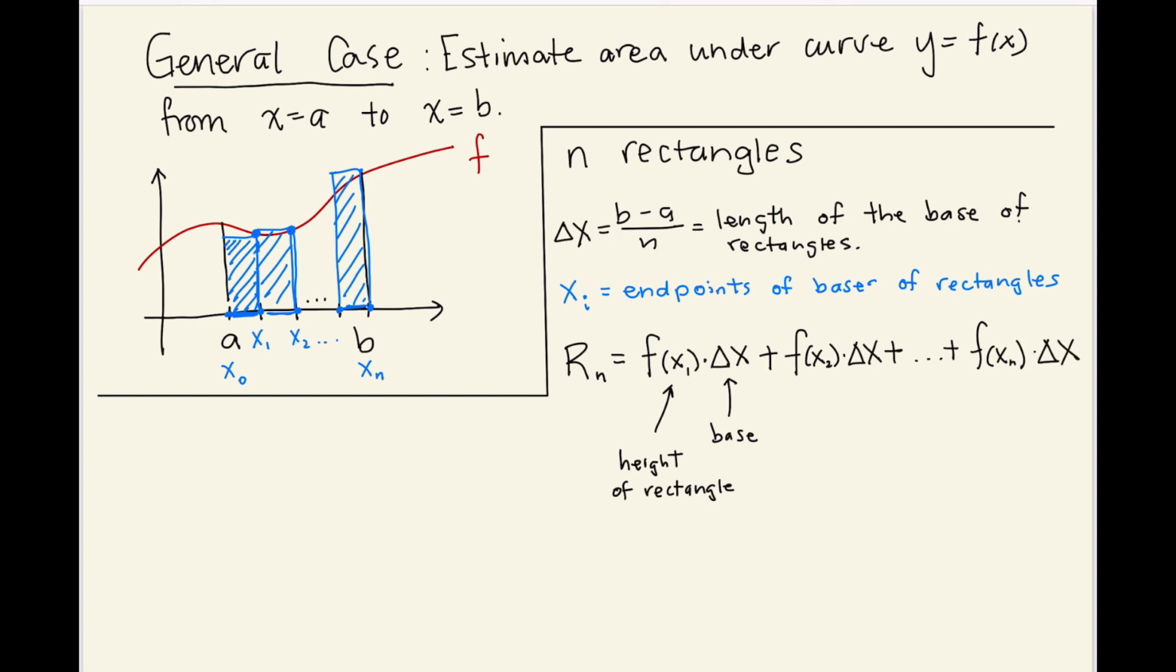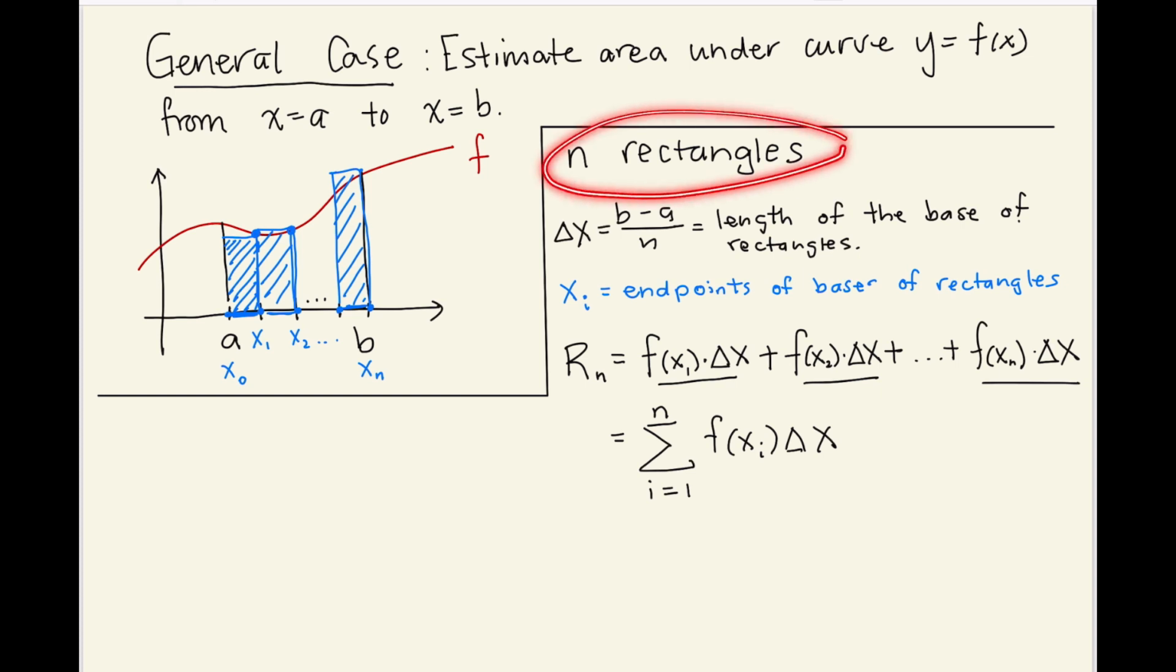So this is a general expression for the estimated area where I'm adding up rectangles. I'm going to put this in a slightly more compact form using summation notation. So this is the sum from i equals 1 to i equals n of f of xi times delta x. Another thing you might be asking is, if I use more rectangles, can I get a better estimate? And the answer is yes. If you use more rectangles, you will get a better estimate. And as long as the limit exists, if we take the limit as the number of rectangles goes to infinity, that will give us the actual area under the curve.